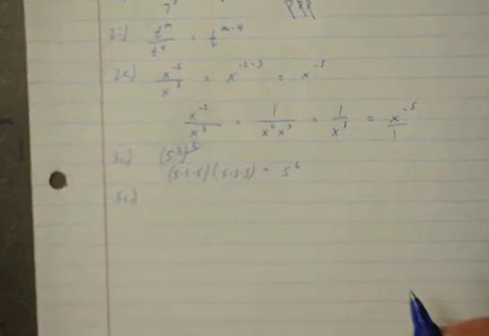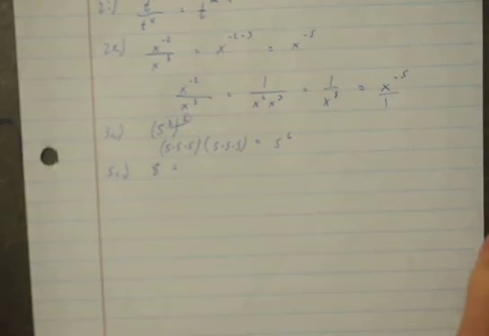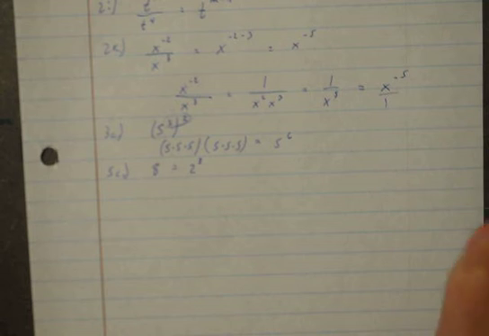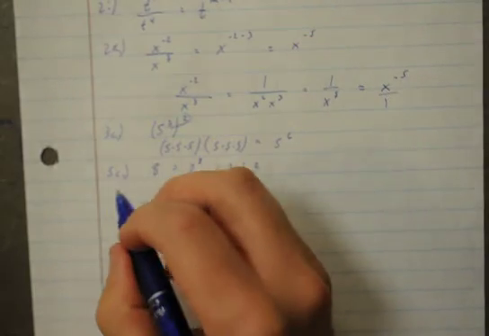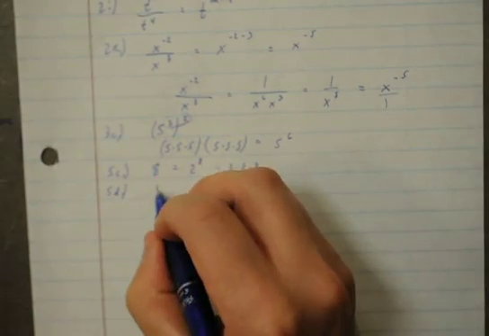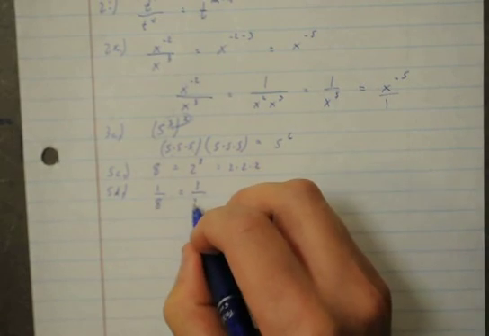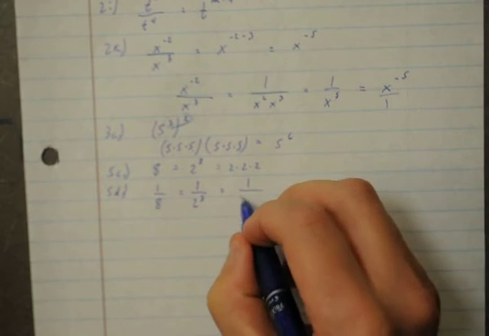I'm going to now skip to 5c. So I'm on 5c in the packet here, and it says 8. It says write as a power of 2. So 8 can be written as 2 cubed. That's what 8 is, 2 times 2 times 2. And 5d is 1/8. 1/8 can be written as 1 over 2 cubed. Literally that means 1 over 2 times 2 times 2.